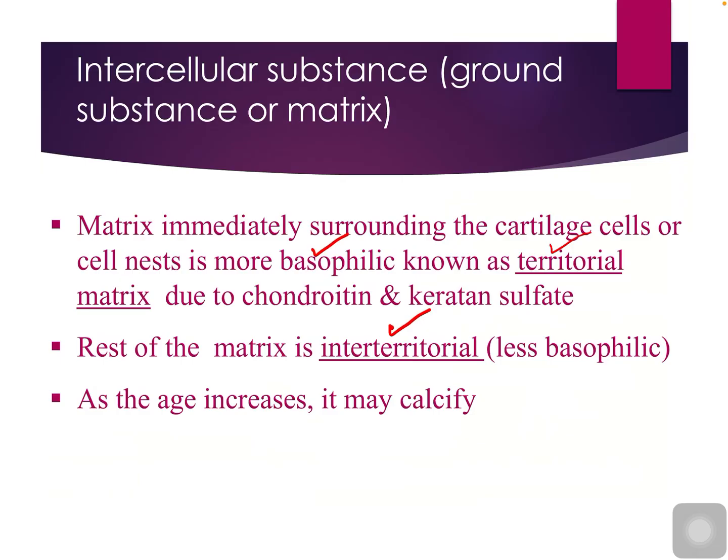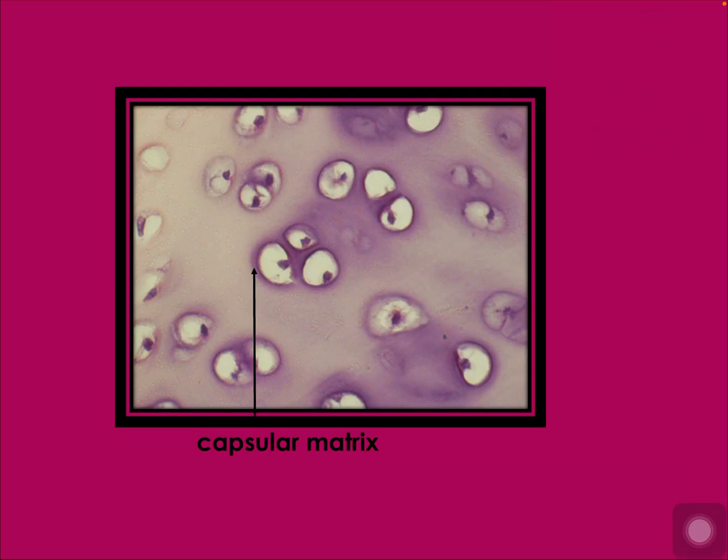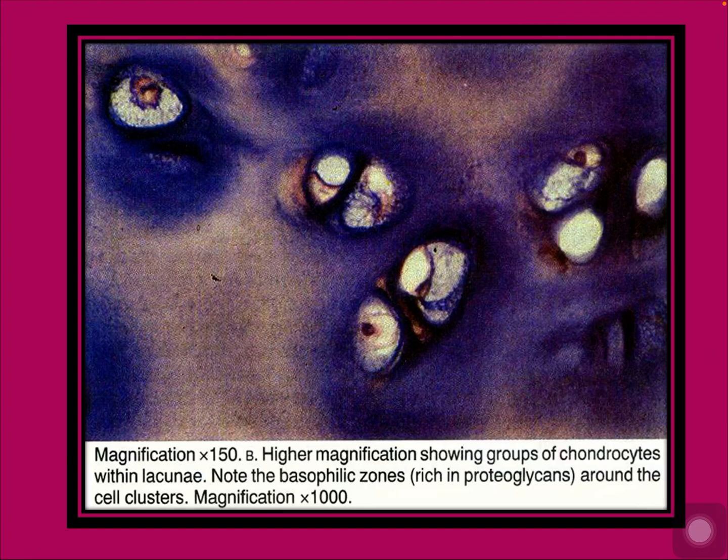As the age increases, hyaline cartilage will always calcify. That is the rule of hyaline cartilage. So this is the capsular matrix, otherwise called territorial matrix. Just now we have learned capsular matrix or territorial matrix. In the other high magnification, we can appreciate this territorial matrix very clearly. Why is this basophilic? It is rich in proteoglycans.